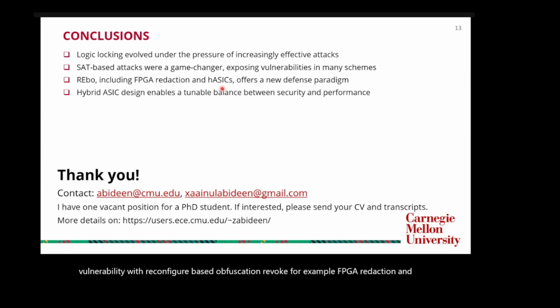And the beauty of this HASIC is that it gives the designer the flexibility to choose between design versus security trade-off, right? So that is the fact.